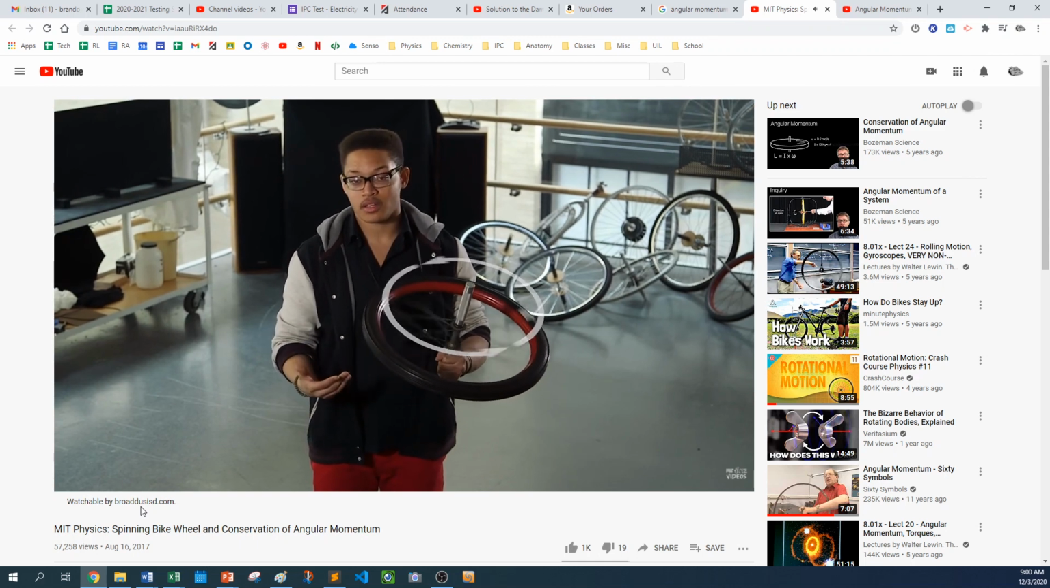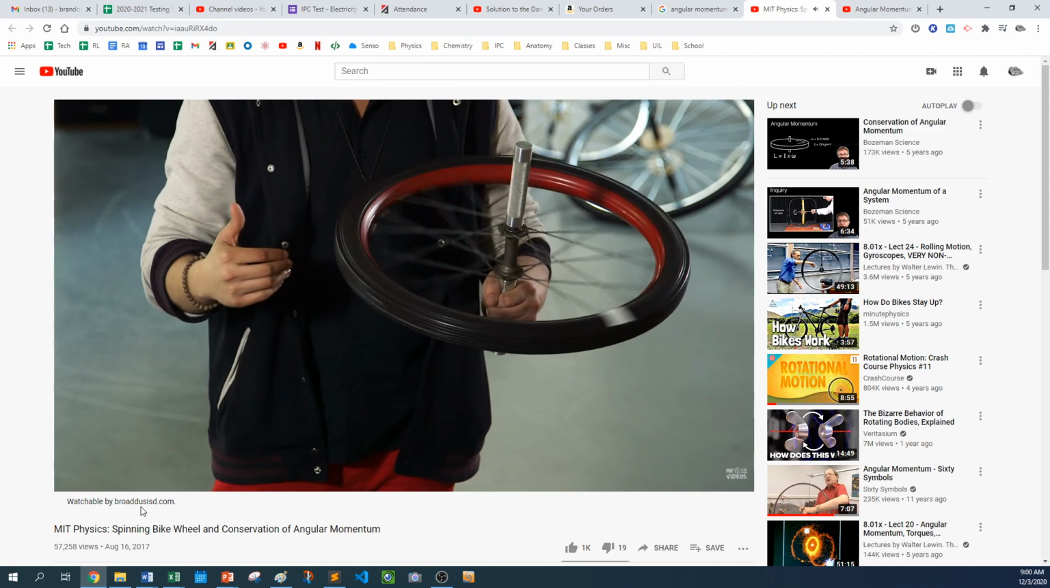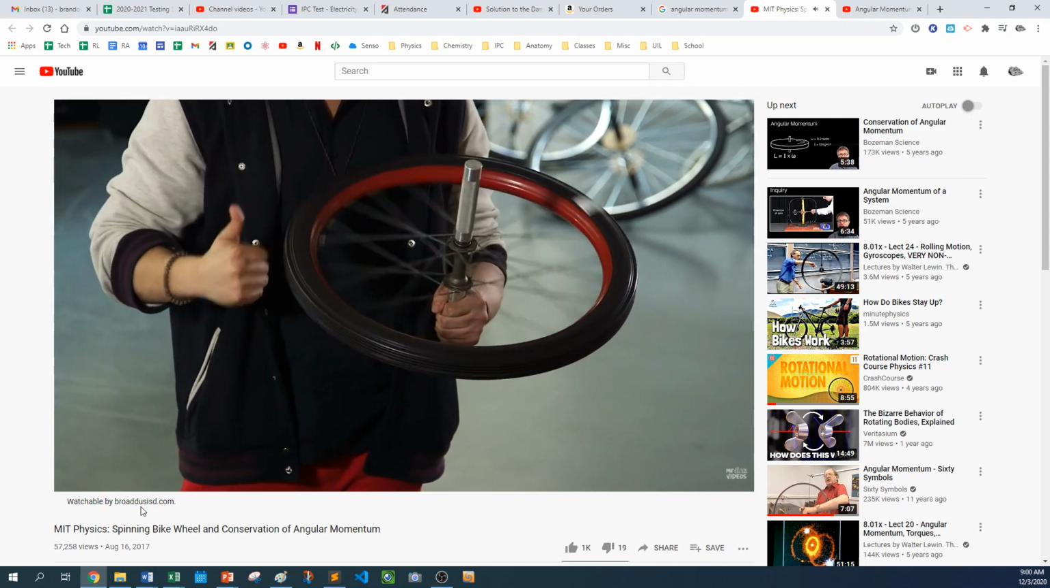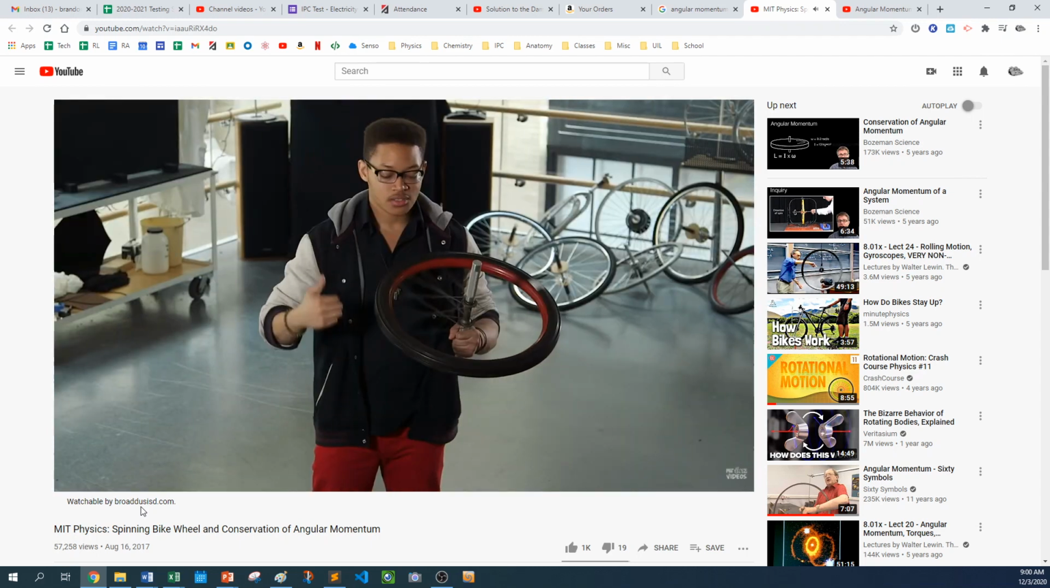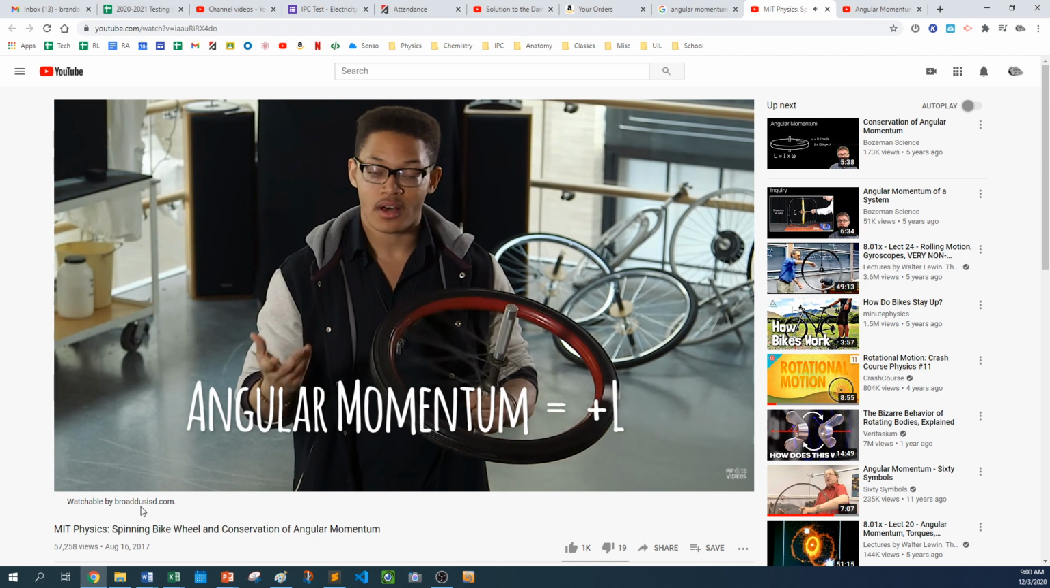Now I'm going to teach you a trick. Get your right hand, and curl your fingers in the counterclockwise direction. You see that your thumb is pointing upwards. We'll call that the positive direction. So this wheel has positive angular momentum with a magnitude of L.